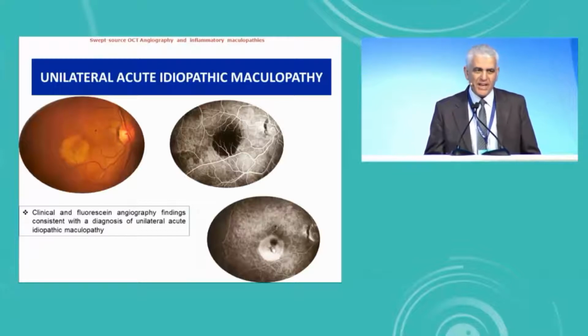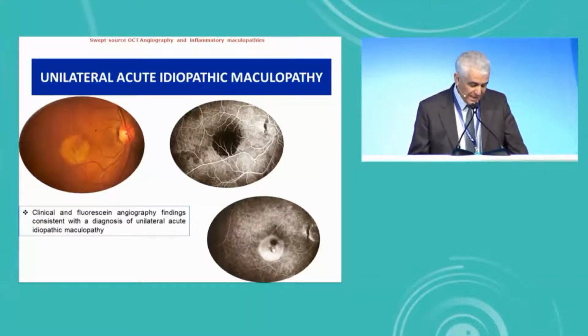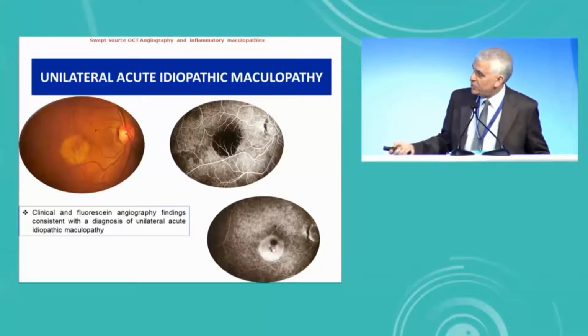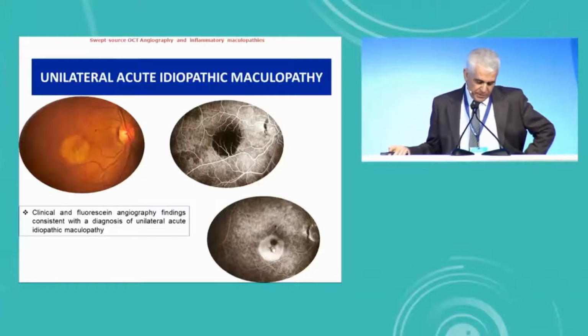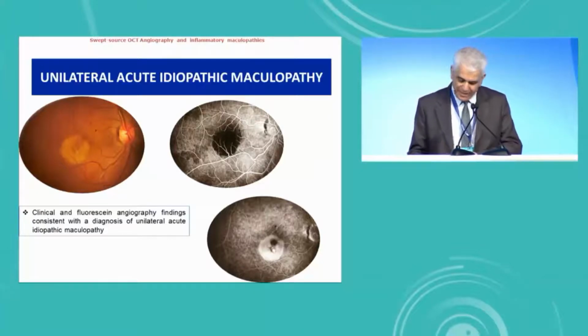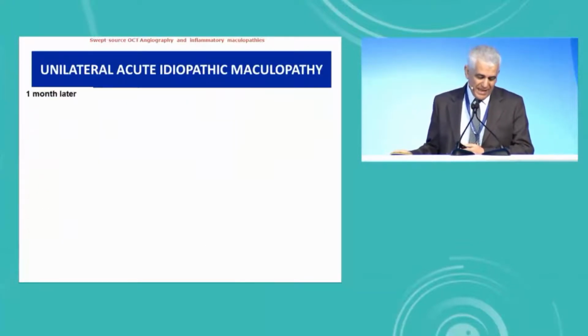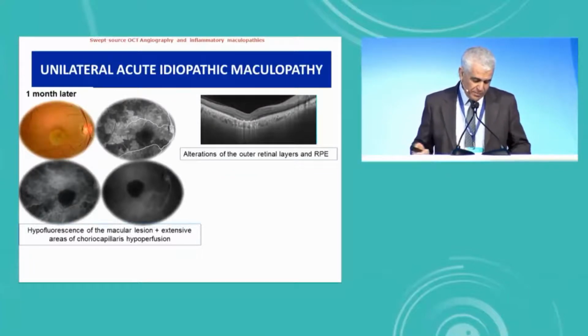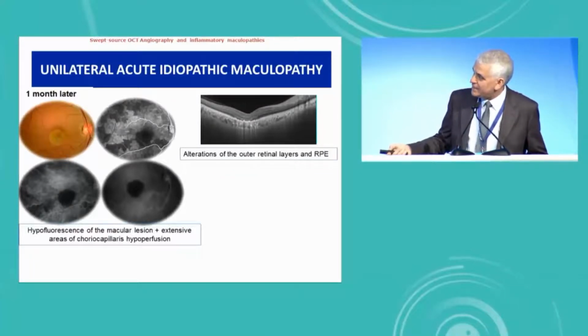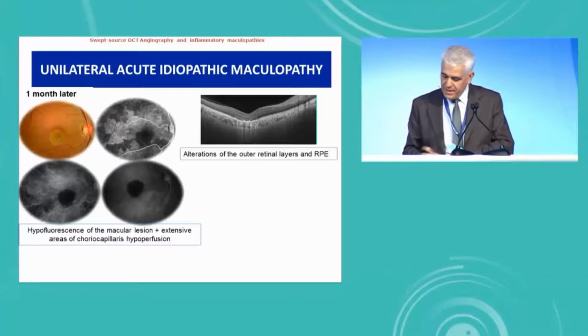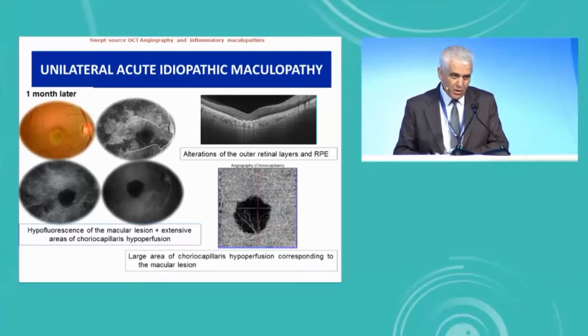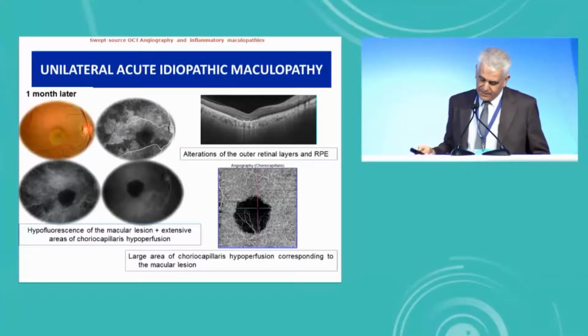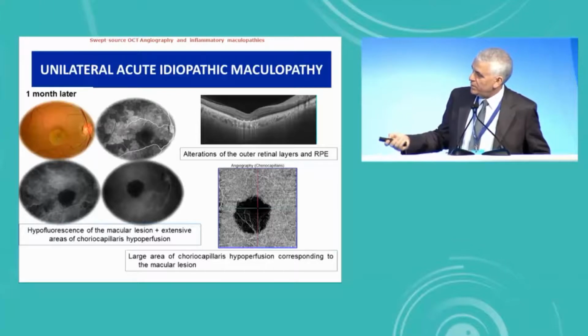This is a rare disease called unilateral acute idiopathic maculopathy, and as you can see, clinical and fluorescein angiography findings were consistent with a diagnosis of unilateral acute idiopathic maculopathy in this patient. 1 month later, you can see hypofluorescence of the macular lesions associated with extensive choriocapillaris hypoperfusion on fluorescein angiography, alteration of the outer retina and RPE on OCT, and the presence of a large dark area of choriocapillaris hypoperfusion corresponding to the macular lesion seen clinically on FA.